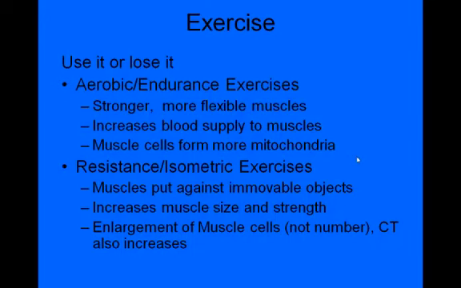Exercise. Use it or lose it. Alright, aerobic or endurance exercises. These produce stronger, more flexible muscles. You have an increase in blood supply to the muscles, and muscles have to form more mitochondria because remember, that's where we make the most ATP. Resistance or isometric exercises is where muscles push against immovable objects. This increases muscle size and strength. You get enlargement of the muscle cells, but not the number. The connective tissue also increases.